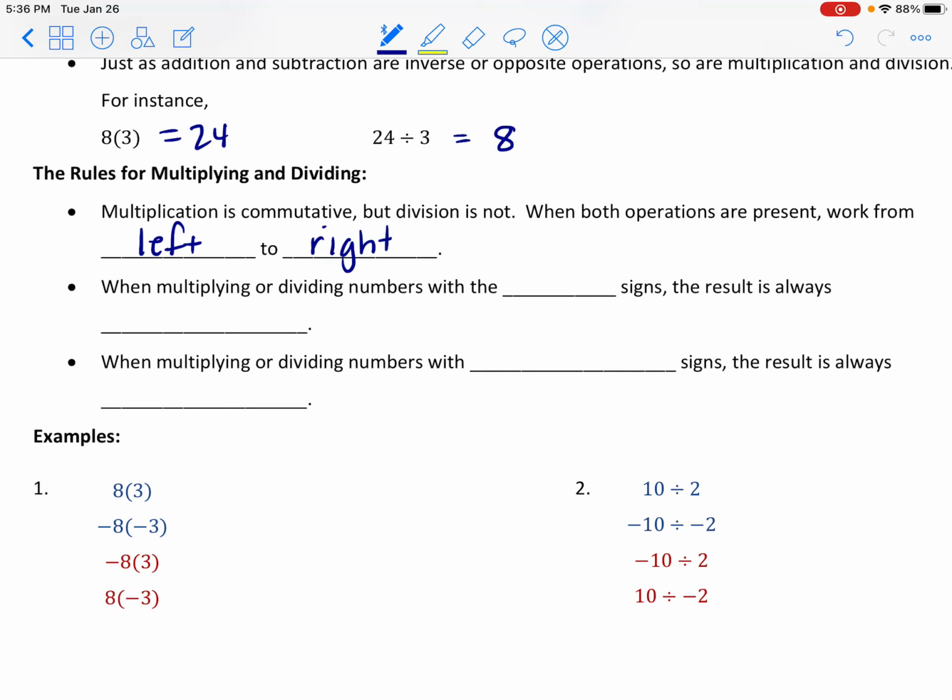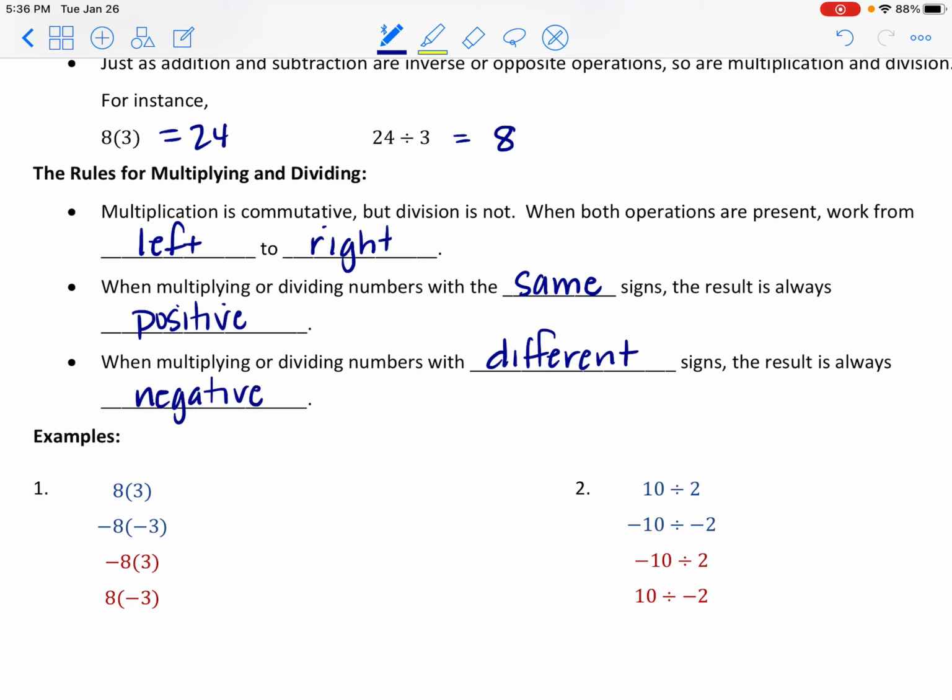If you are multiplying or dividing numbers with the same signs, however many numbers we're multiplying or dividing, the result is always going to be positive. So two negatives in a division or multiplication problem make a positive. Two positives in a division or multiplication problem make a positive. When you're multiplying or dividing numbers with different signs, then the result is always going to be a negative.